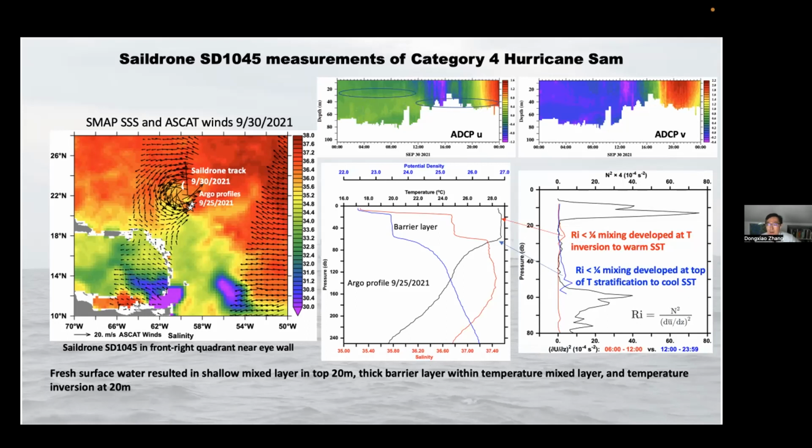The depth range where the Richardson number is less than 1/4 during the first half of the hurricane pointed to the shallower temperature inversion, while during the second half, the blue arrow points to the top of the thermocline. So that's leading to a stronger cooling of the SST when the mixing strengthens.